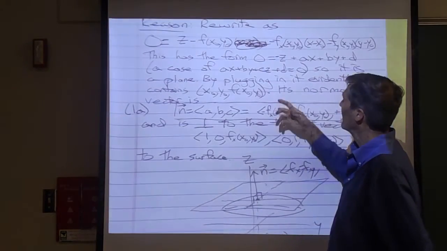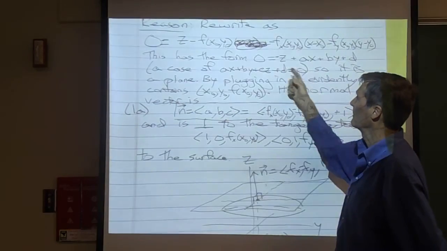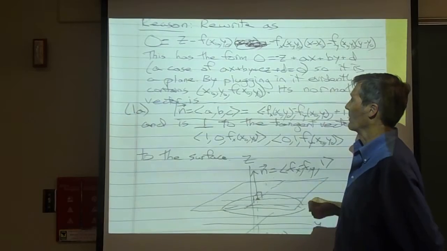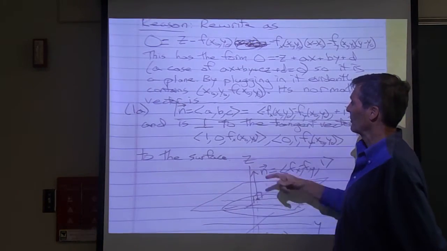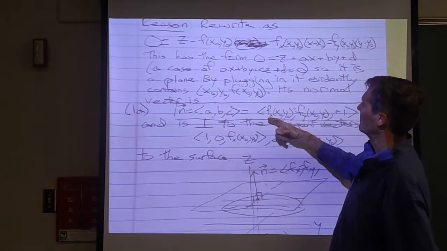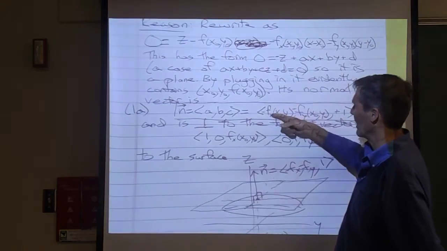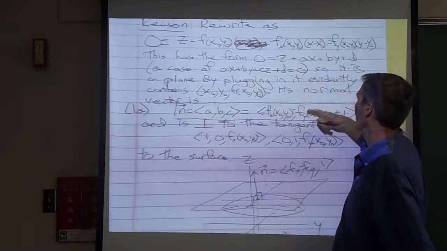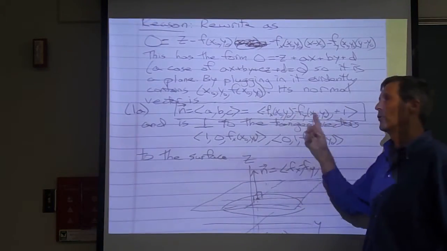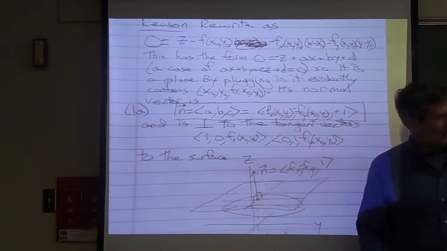If you write this in the form ax plus by plus cz plus d equals 0, a plane in standard form, a, b, and c are the components of the normal vector, so you can actually just read them off from the equation here. The equation had the coefficient of x was minus fx, the coefficient of y was minus fy, and the coefficient of z was 1. So this is automatically just reading from the equation the normal vector to that plane. All right, but this geometrically shows it nicely.